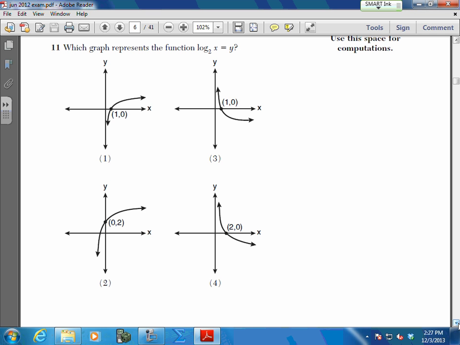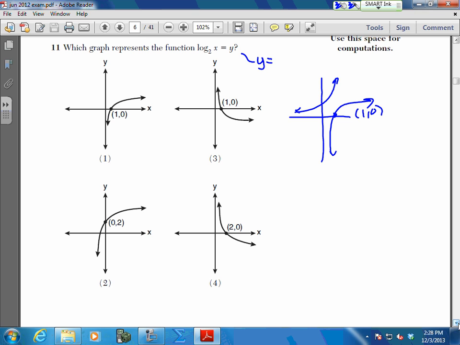Okay, and number 11, we're looking at the log equation. Remember, your log is the inverse of your exponential. Your exponential goes like this. Your log goes like this. It passes through a common point of 1, 0. Because that's a y equal, you can put it right into your y equals.